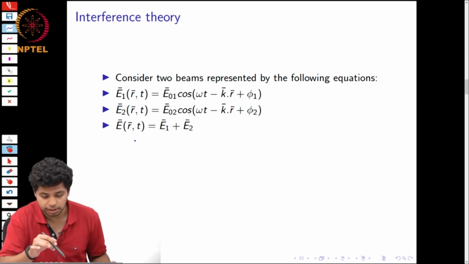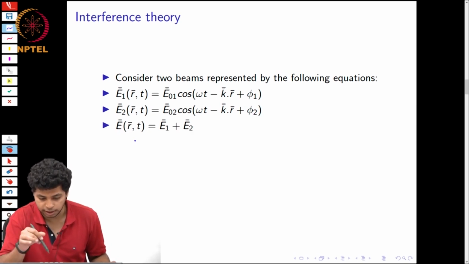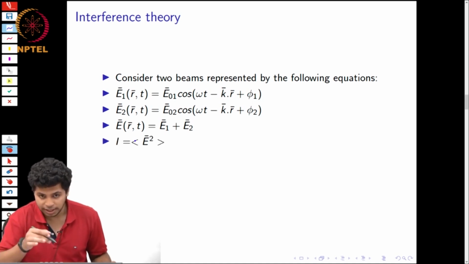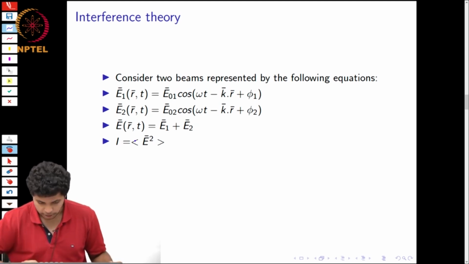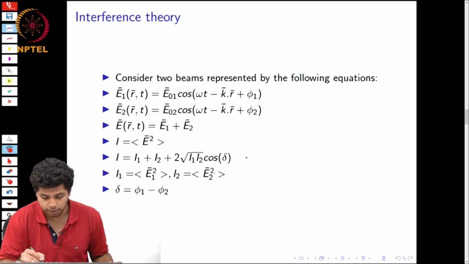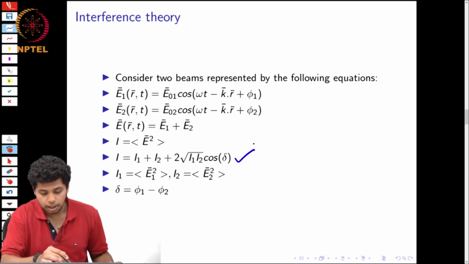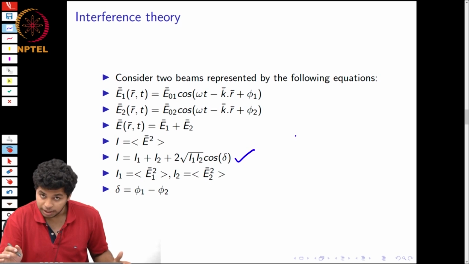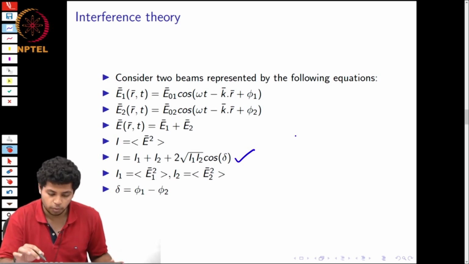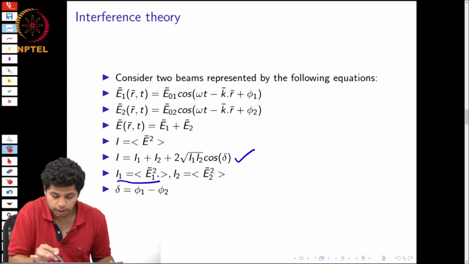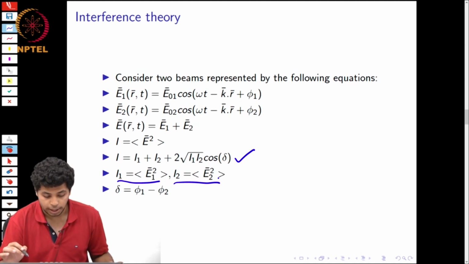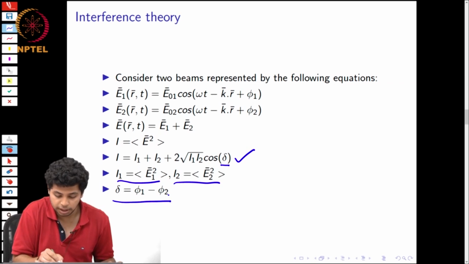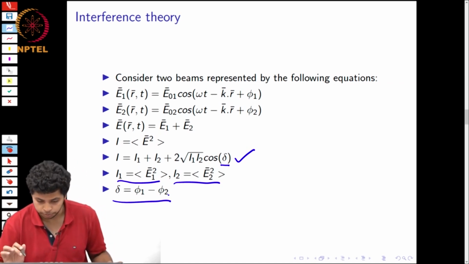Interference is basically the sum of both of these electric fields at a screen. Now, intensity is the square of the electric field amplitude, as we all know. Then the interference equation is this one. I is the total intensity, I1 is the intensity for beam 1, which is E1 square, I2 is the intensity for beam 2, which is E2 square, and then there is a term delta in this equation, which is basically the difference between the initial phase of beam 1 and beam 2.